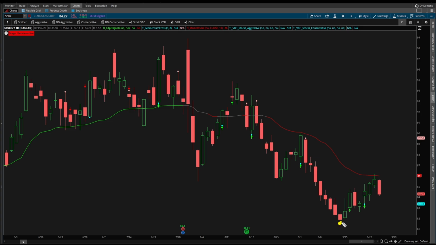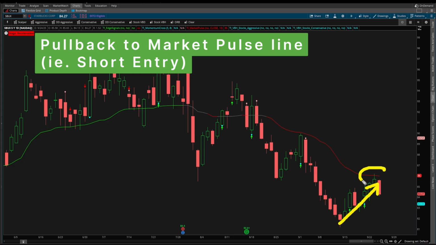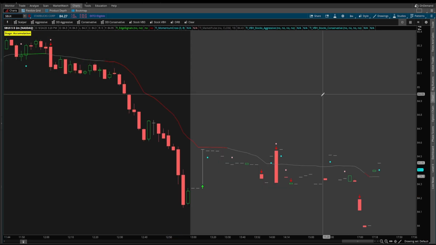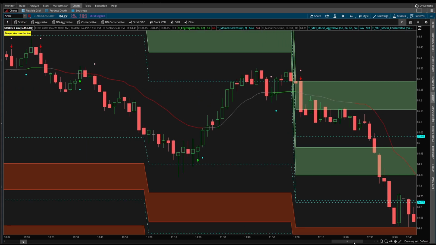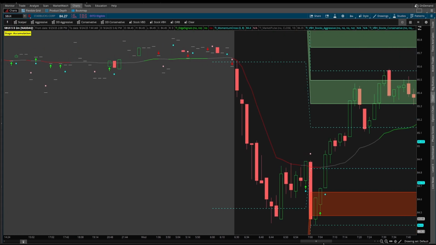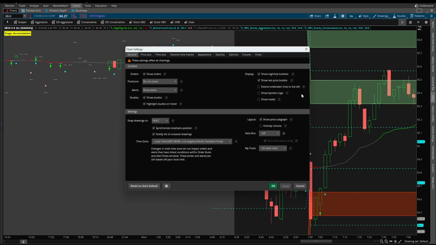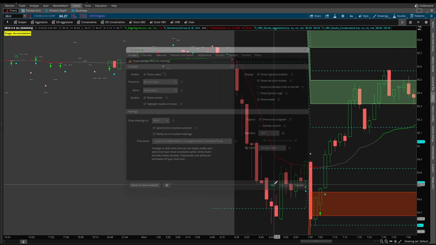Now, most recently, with yesterday's candle, we had price action pull back to the market pulse line. Today, we had an intraday volatility setup. So that's after the pullback, now looking for an advantage to get short. I'll go through the setup here. Let me turn on show trades.